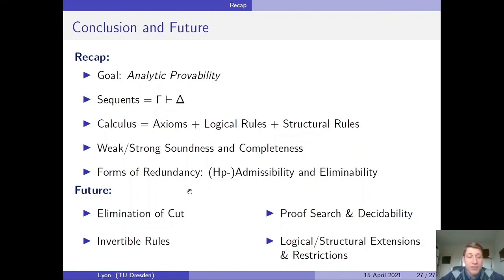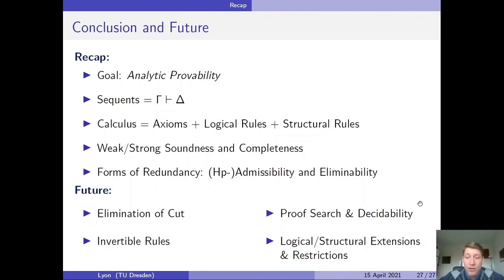And what I'm going to discuss in future talks is the elimination of cut. In other words, providing an algorithm which shows that cut can be deleted from any given derivation, therefore implying its admissibility or redundancy. Also, another thing which I'll discuss is invertible rules. And these are rules where not only does the validity of the premises of a rule imply the validity of the conclusion, but the opposite holds true. The validity of the conclusion implies the validity of the premises. This is useful, for example, in proof search.